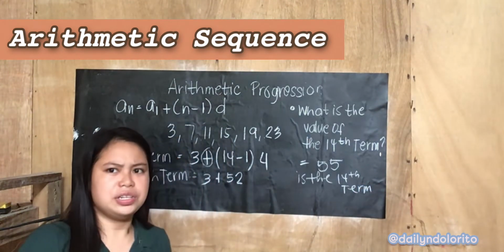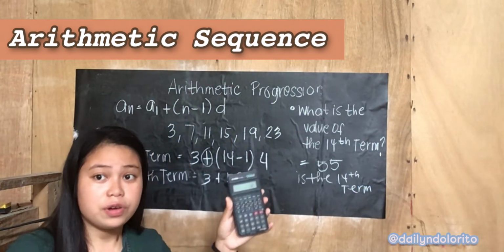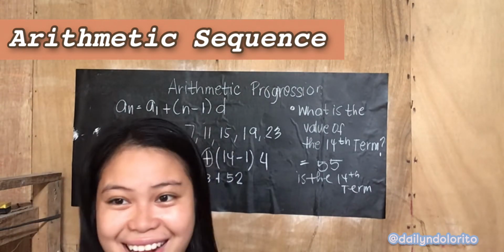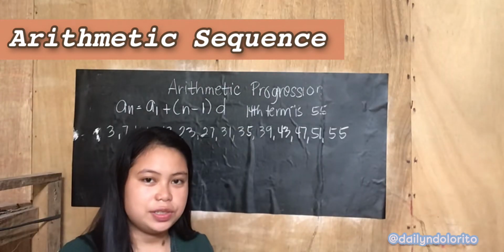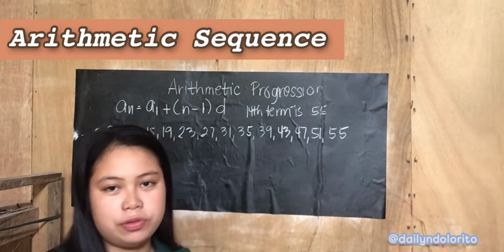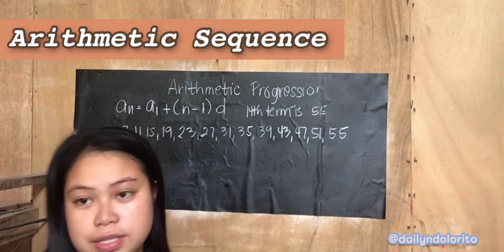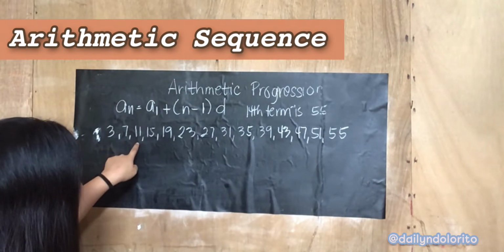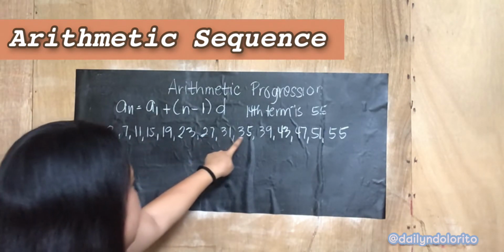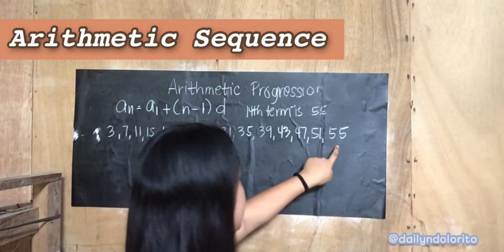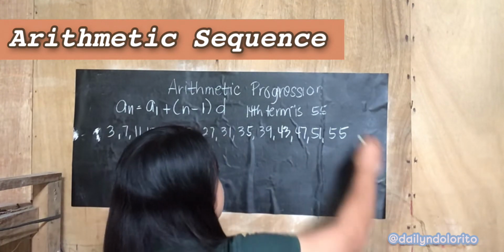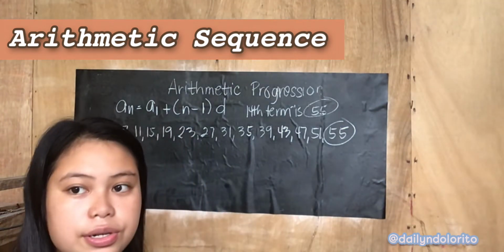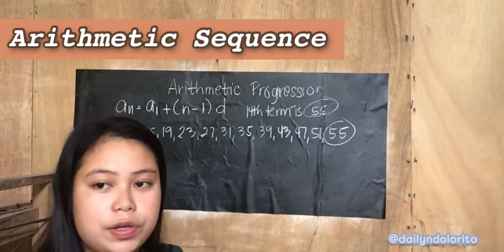And you can actually use your calculator to recheck if that's correct. Basically, we can use the common difference up to the 14th term, and let's find out if it's correct. So we have the first term, the second, third, fourth, fifth, sixth, seventh, eighth, 9, 10, 11, 12, 13, 14, and it matches our answer earlier. So it's correct.